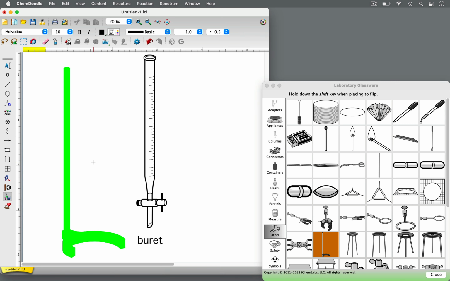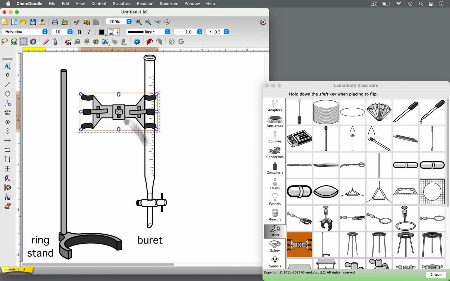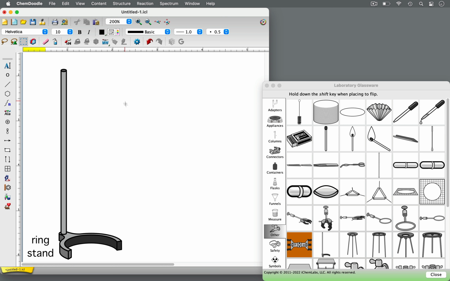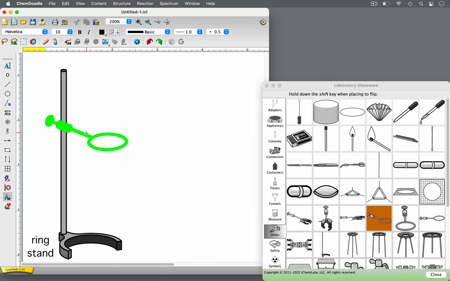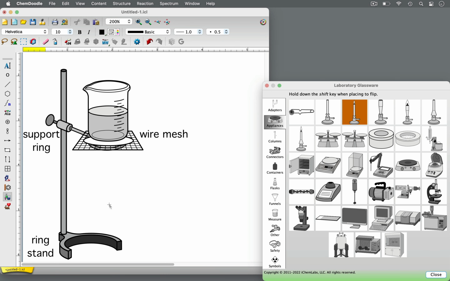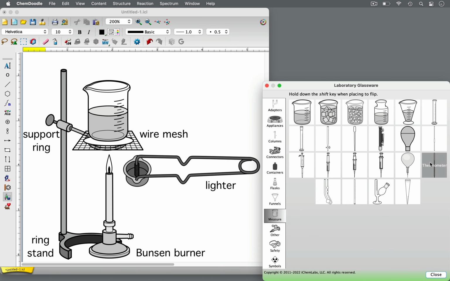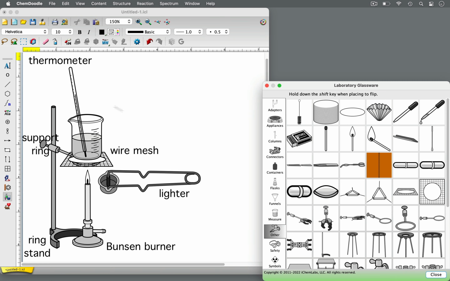Burettes are often used with a ring stand and a burette clamp. A burette clamp holds the burette and connects to a ring stand. Additional clamps can be used together with a ring stand too. A utility clamp secures other glassware. A support ring and wire mesh can support a beaker being heated over a Bunsen burner. A lighter is used to light the Bunsen burner. A thermometer is used to measure the temperature, and a glass stir rod is used to stir liquids.